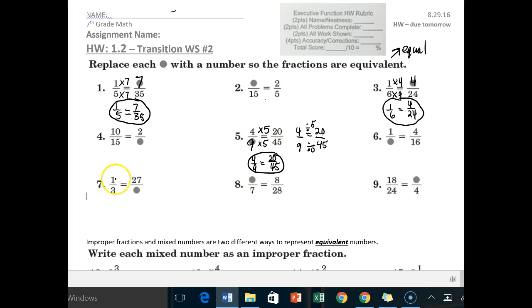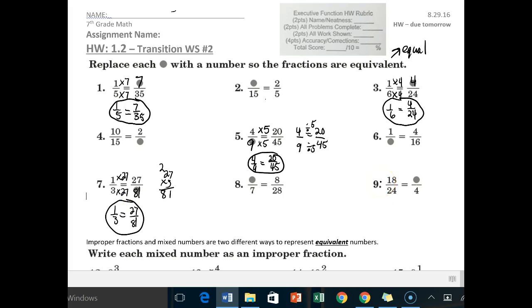Number 7, 1/3 is equal to 27 over some number. So 1 times 27 is equal to 27. So then 3 times 27 is equal to some number. Now, I don't know my 27s off the top of my head, but I can sure figure it out by doing 27 times 3 off to the side. This is 21. Put down your 1, carry your 2. 3 times 2 is 6, plus 2 is 8, so 81. So 1/3 is the same thing as 27 over 81.